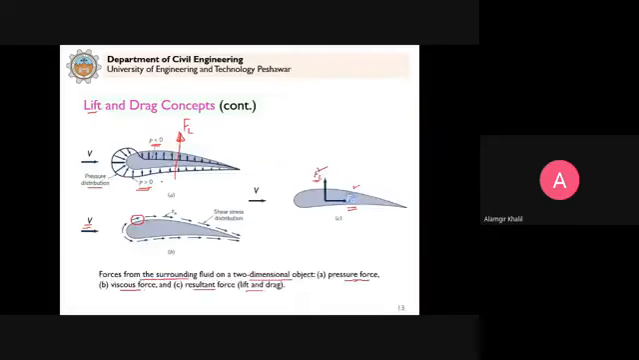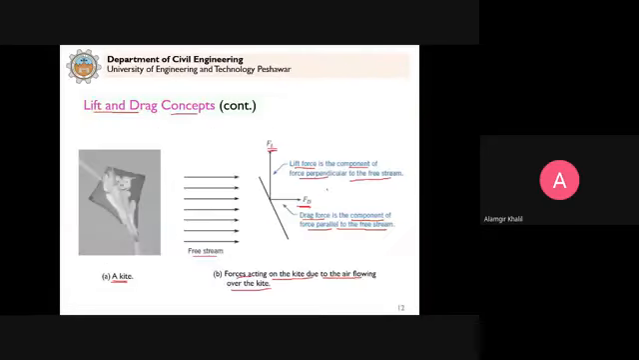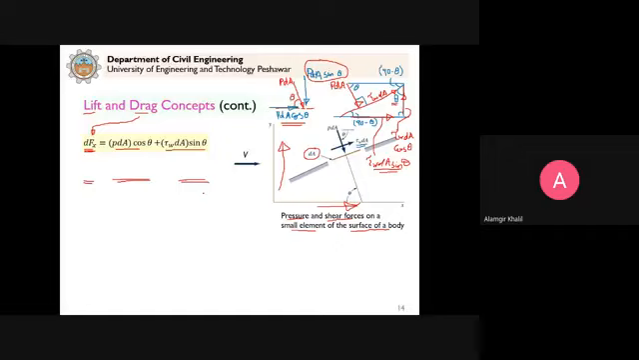And then we define the lift force as the component of the force perpendicular to the free stream. So in this case, you can see here dFy is perpendicular, in the y direction, perpendicular to the free stream. So this lift force is actually your dFy. So this is the force that we calculate for a differential area dA.